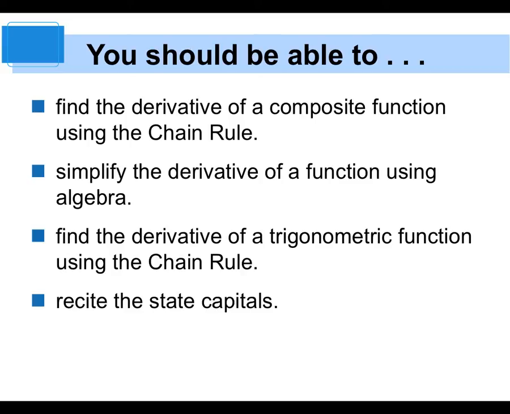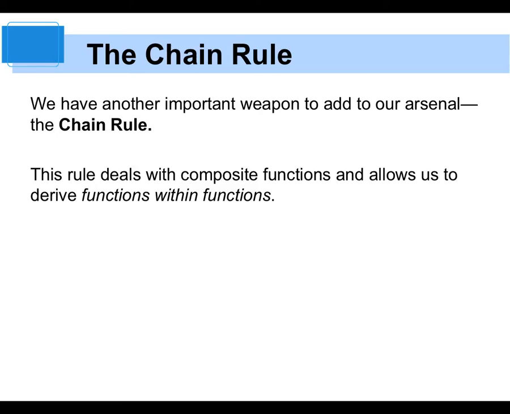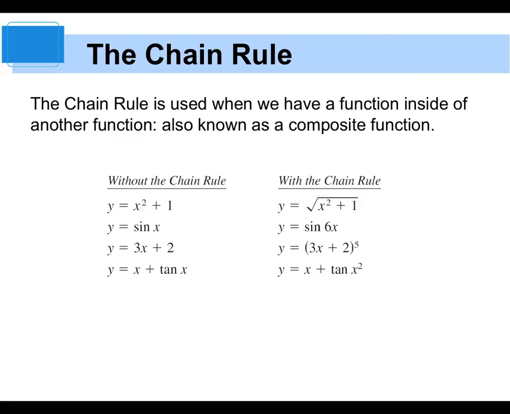Which there's no way I could do that. Okay, chain rule, here we go. Functions within functions. So if we look at something like this, x squared plus 1, no problem. You can take the derivative of that and get 2x. Sine of x. These are all easy. We've done all these already.